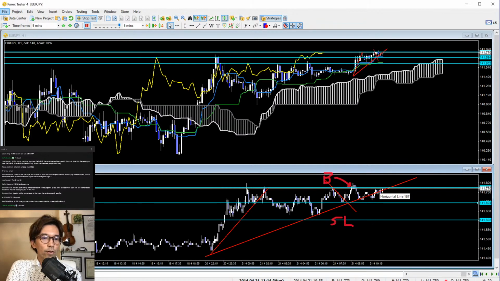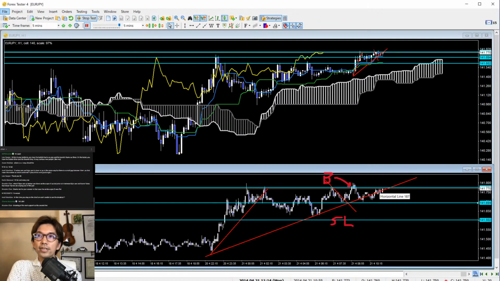Yeah, I see 141.684. So 684 will be slightly below the recent low. So that will be your exit timing, all right? Breaking of the next support, so the second line, okay? The second line.